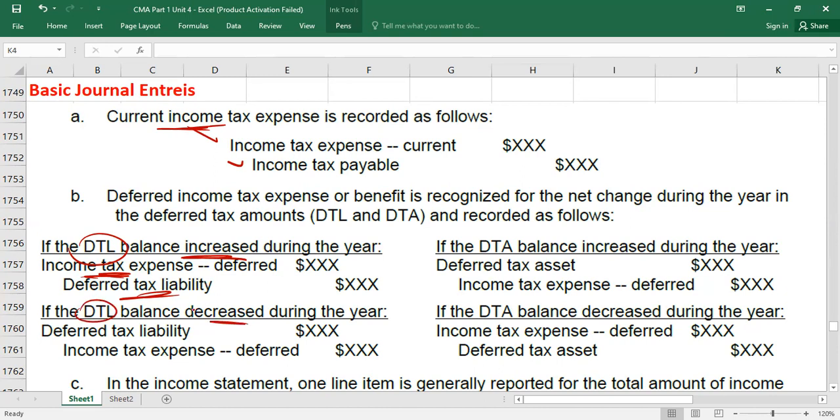Whenever deferred tax liability decreases, what entry will you pass? You should debit deferred tax liability. If you know the debit side, what should the credit be? The credit should be income tax expense.